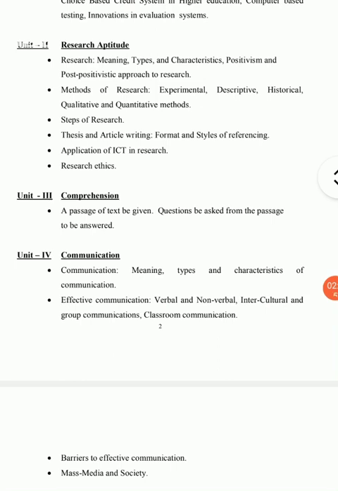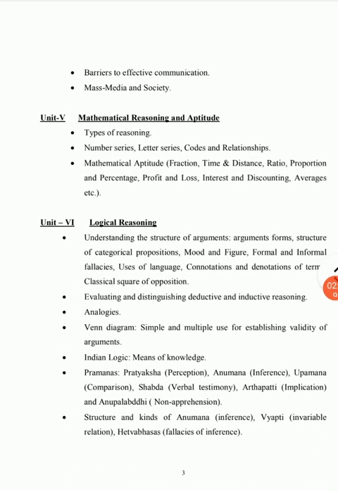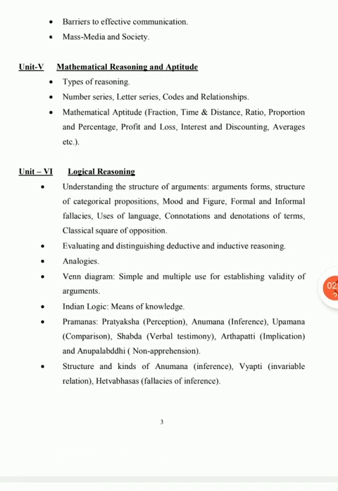The next one is unit 4, that is communication. In communication: meaning, types and characteristics, how effective communication takes place, verbal and non-verbal, intercultural and group communication and classroom communication. What are the barriers of communication, then mass media in society. Then unit 5 is mathematical reasoning and aptitude. We have to study types of reasoning, number series, letter series, codes and relationships. Then mathematical aptitude.